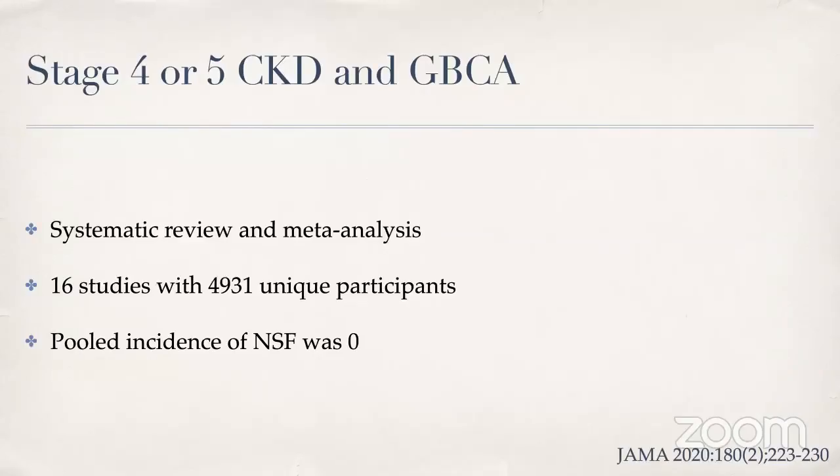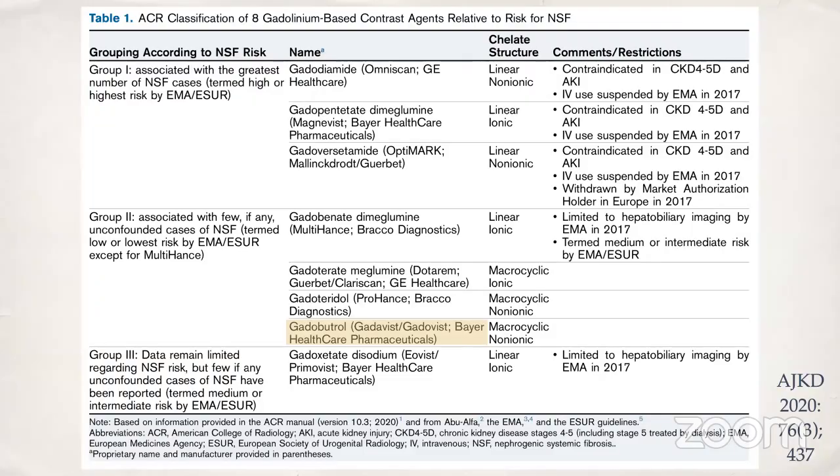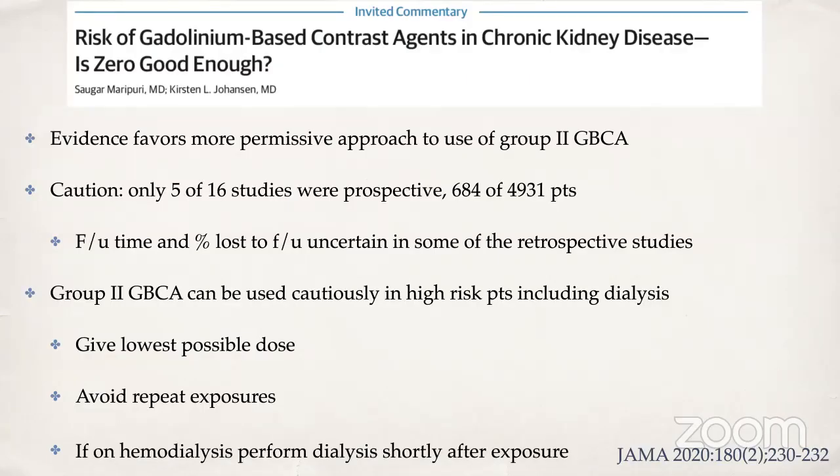So if you look at these studies, what they found, 16 studies, almost 5,000 patients, the number of incidents of NSF was 0. Emphasize 0. They saw no NSF in these patients with gadolinium exposure who had a GFR of less than 30. I love a good title: "The risk is 0, good enough." So that was the accompanying editorial to this article in JAMA.